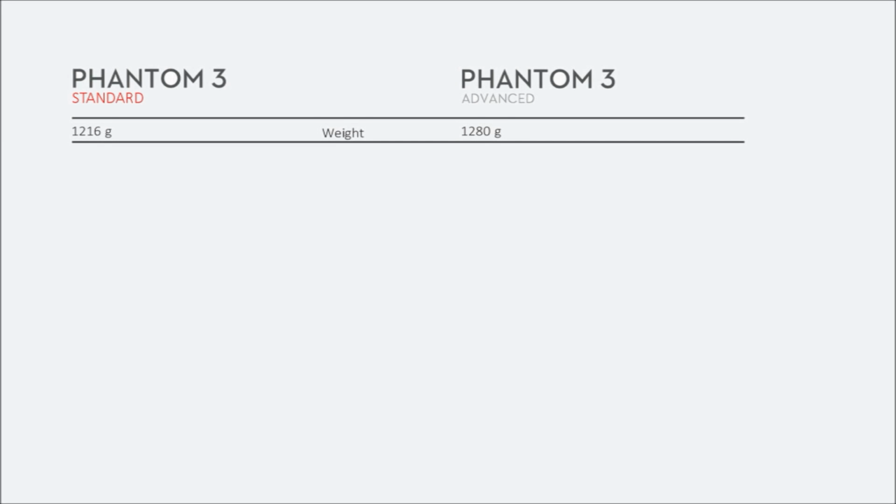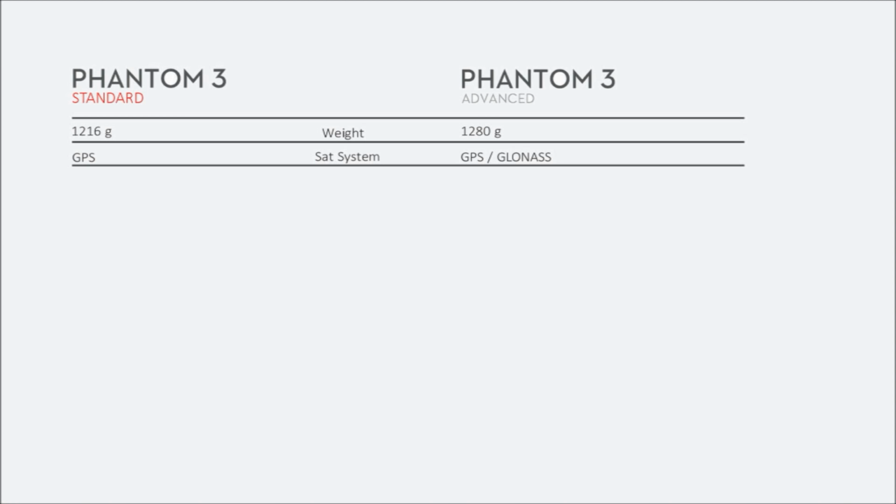Starting with the weight. As you can see, there isn't much difference between the two. The Advanced is slightly heavier because it has an extra module for its vision positioning system. Other than that, they are almost the same. Next, we'll take a look at the GPS systems. Both use your standard GPS, but the Advanced also has the extra capability of using the Russian-based GLONASS system. What this does is give more satellites for better accuracy.